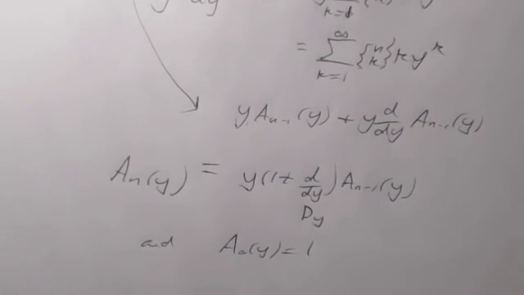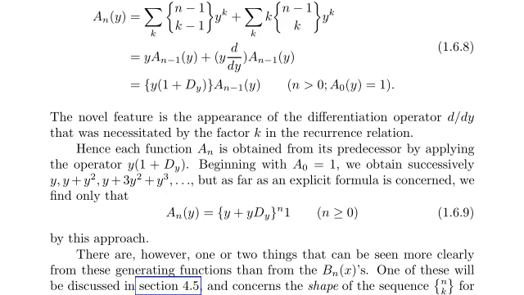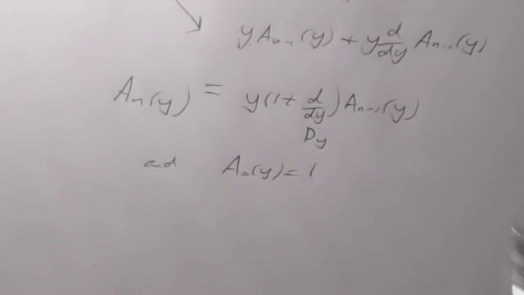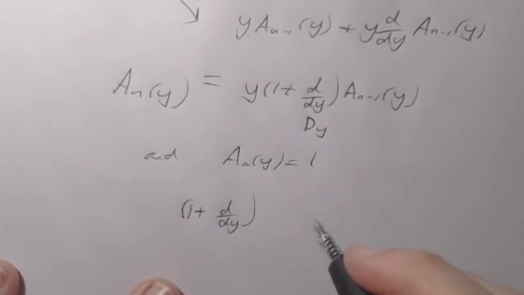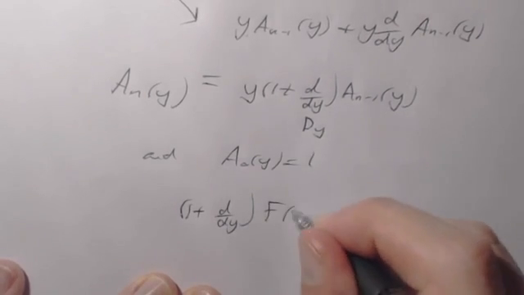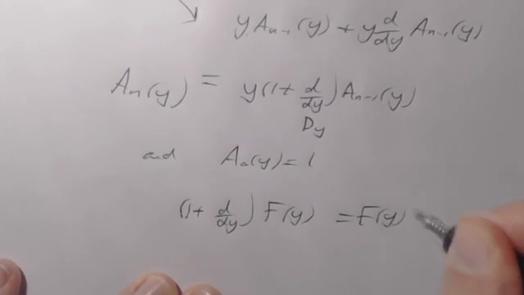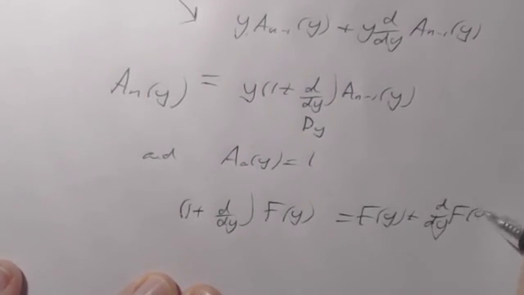Okay, this is interesting. The novel feature is the appearance of the differentiation operator d by dy that was necessitated by the factor k in the recurrence relation. Hence, each function a n is obtained from its predecessor by applying the operator y times 1 plus D y. So, yeah, sure, you can just think of that as being an operator. If you think of 1 plus d by dy as an operator which is applied to functions in the variable y, then applying it to f of y gives f of y plus the derivative d by dy of f of y.